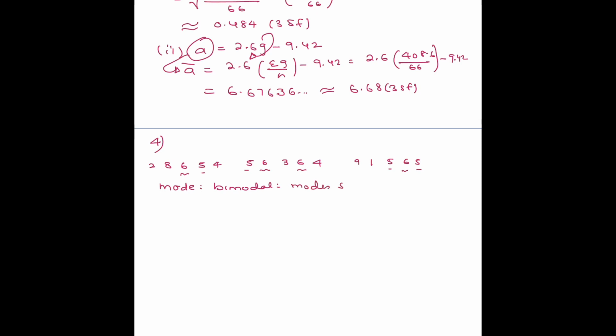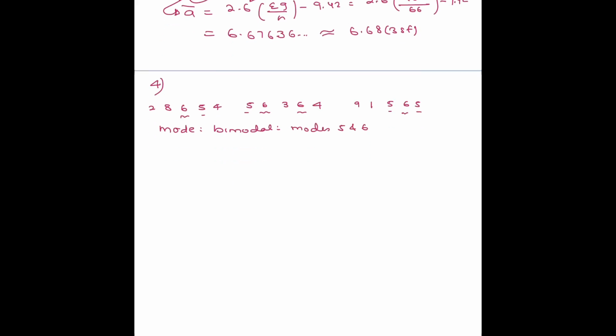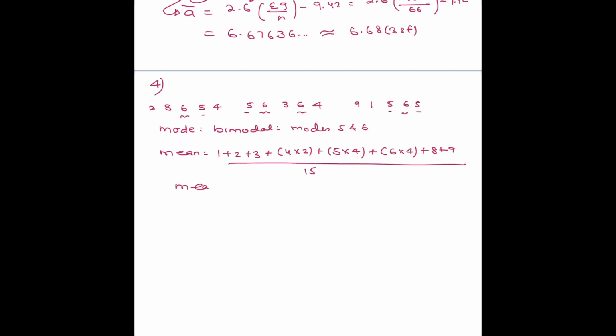Bimodal, modes are 5 and 6, 2 modes. All right, mean: 1 plus 2 plus 3 plus 2 4s, 4 5s, 4 6s, 8 plus 9, divide by 15. So mean is 5. Median, the middle number.